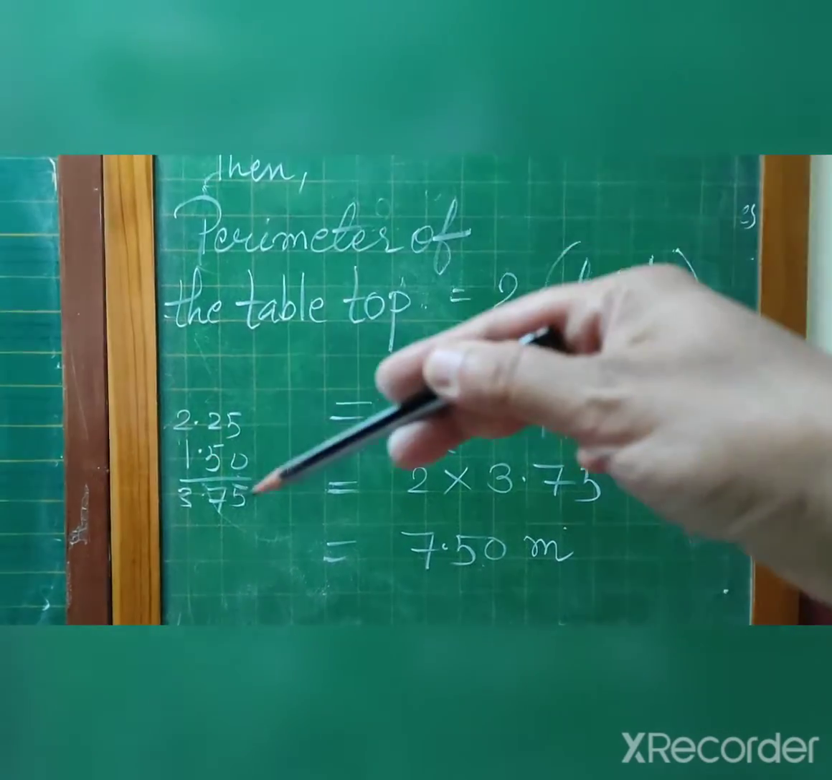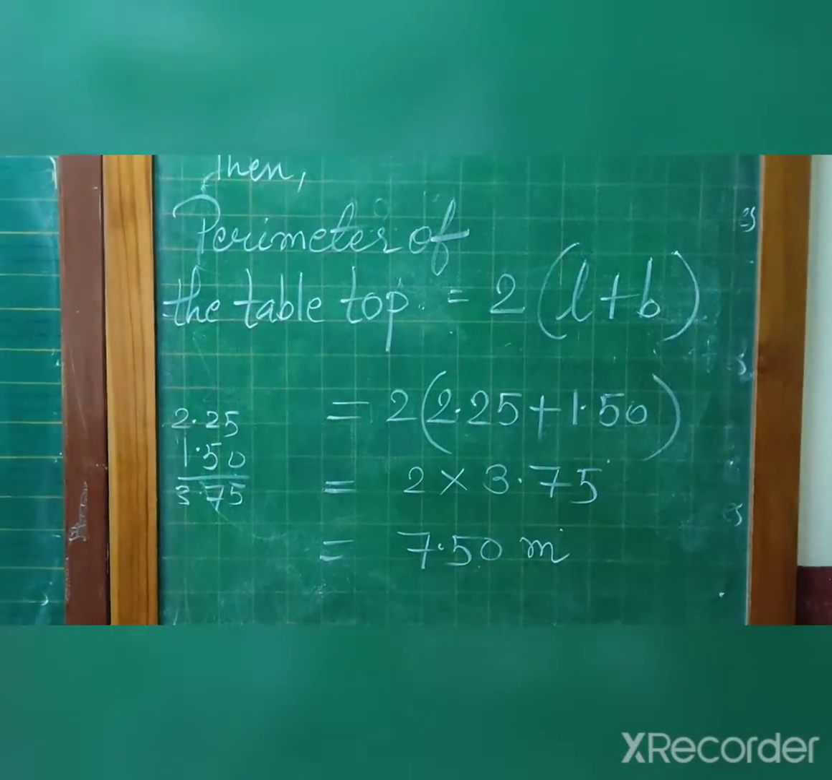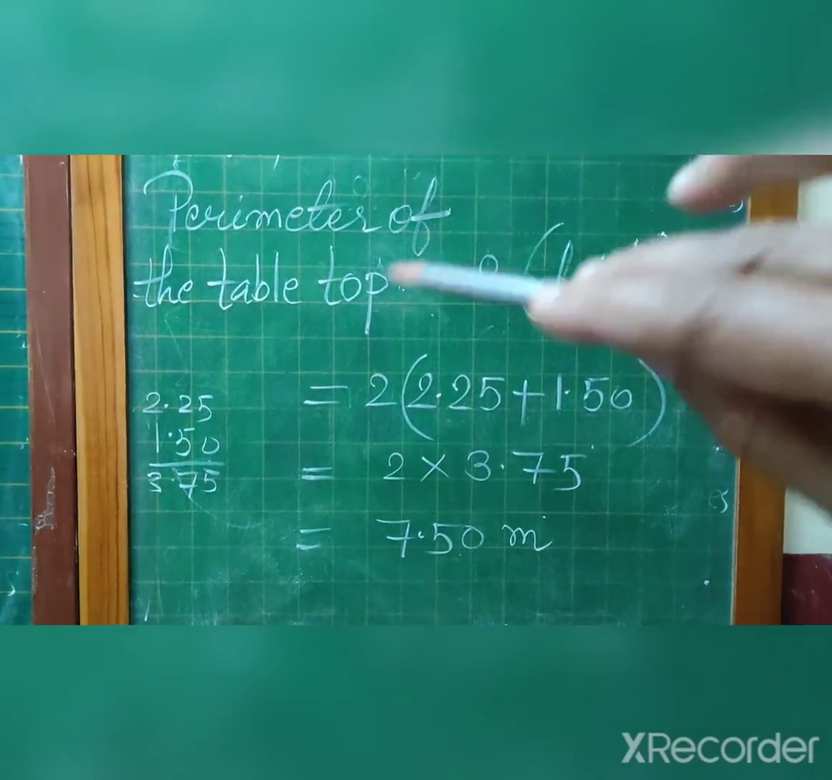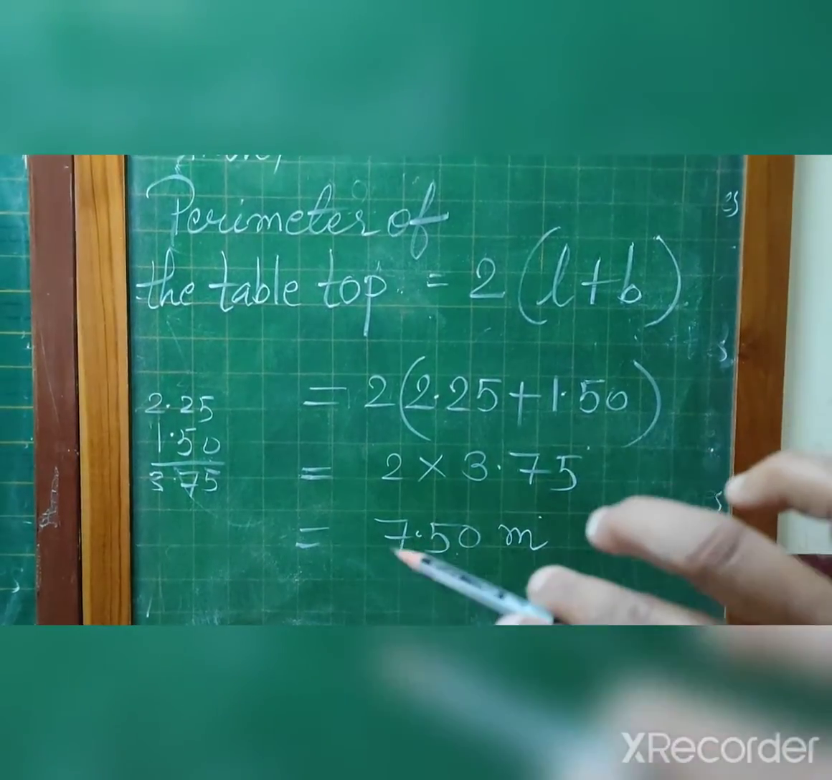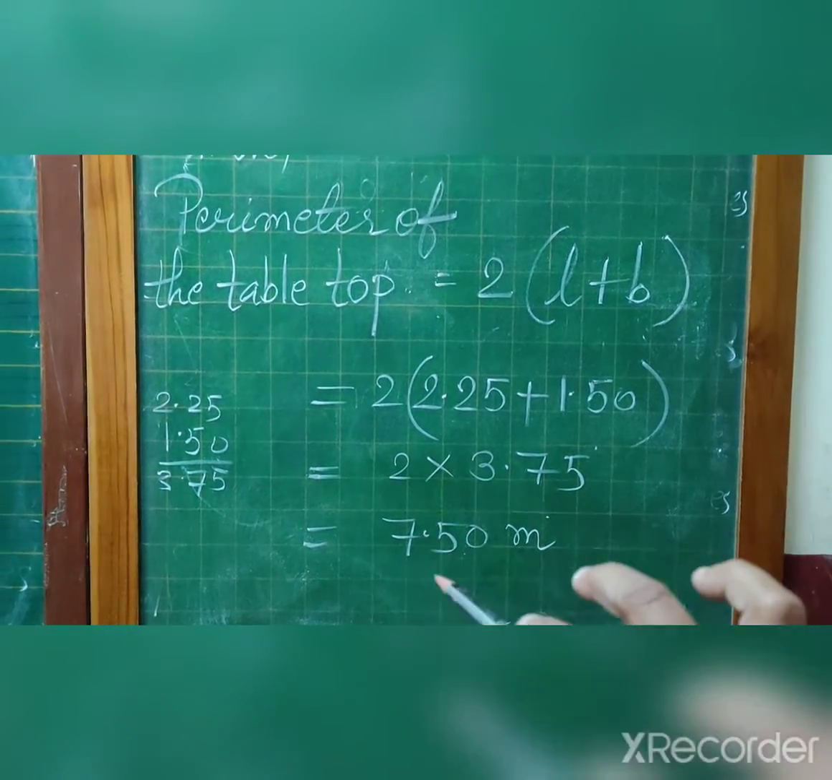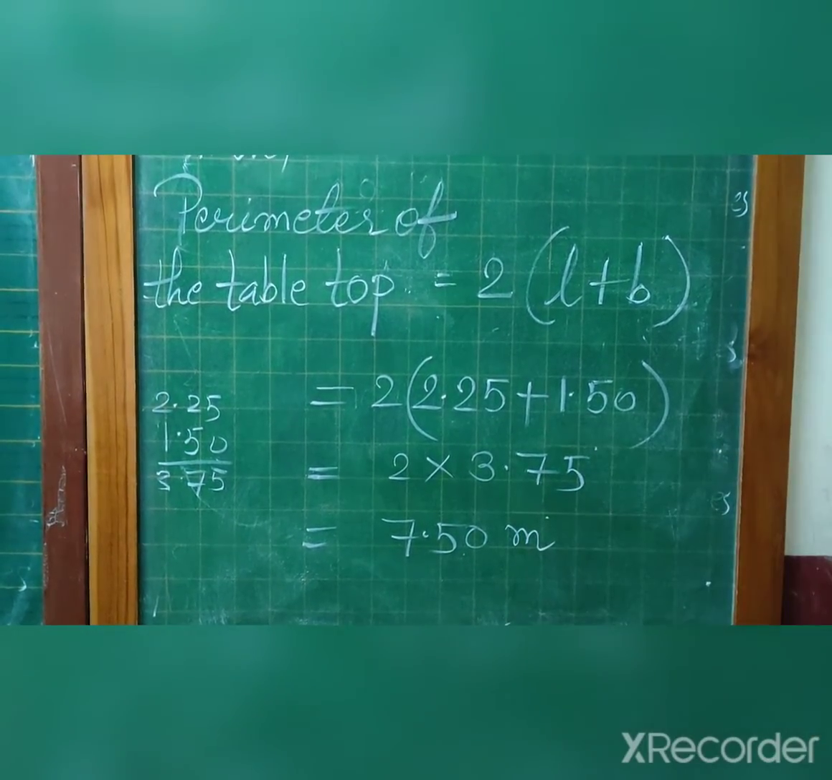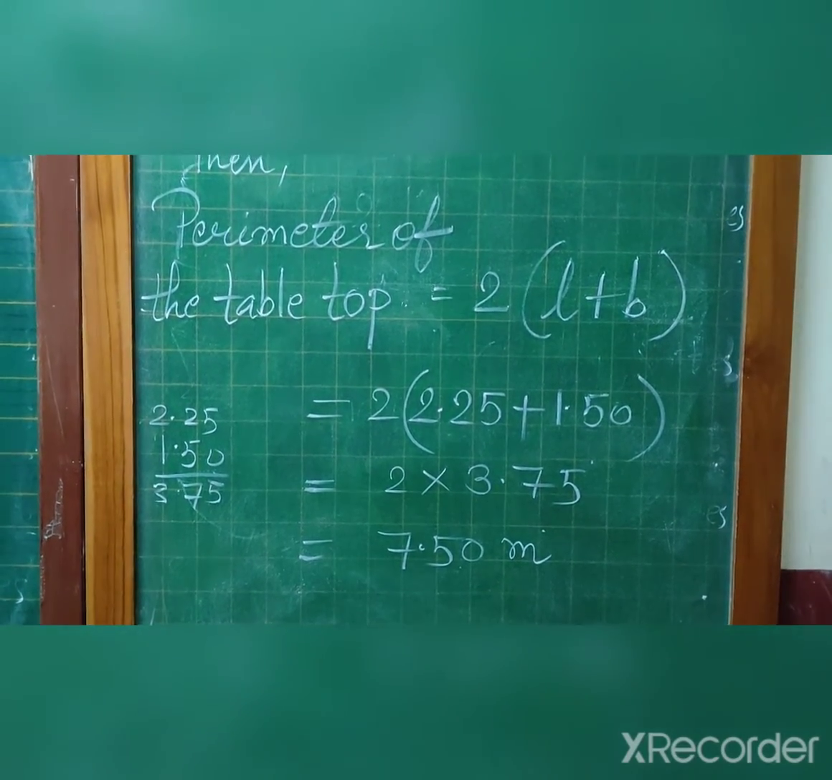Add this, you can see rough work, 2.25 plus 1.50, decimal as it is, 3.75. So 2 into 3.75. When we multiply this value by 2 we will get 7.50. We can cancel this 0 because after decimal the last 0 we can cancel. So the perimeter of the tabletop is 7.5 meter.